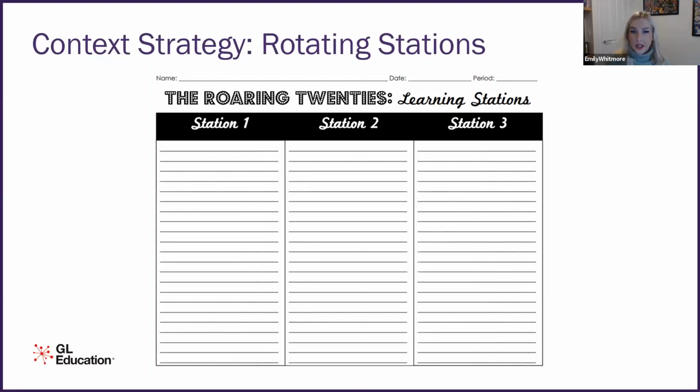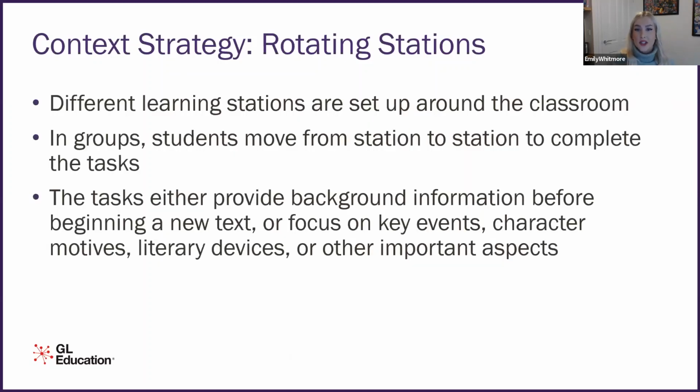So when starting a new text, you can create these rotating stations. The worksheet can look something like this. Typically, I would have no more than 6 stations in total. What you can do is set up these different stations around the classroom. Maybe students have about 10 or 15 minutes per station.